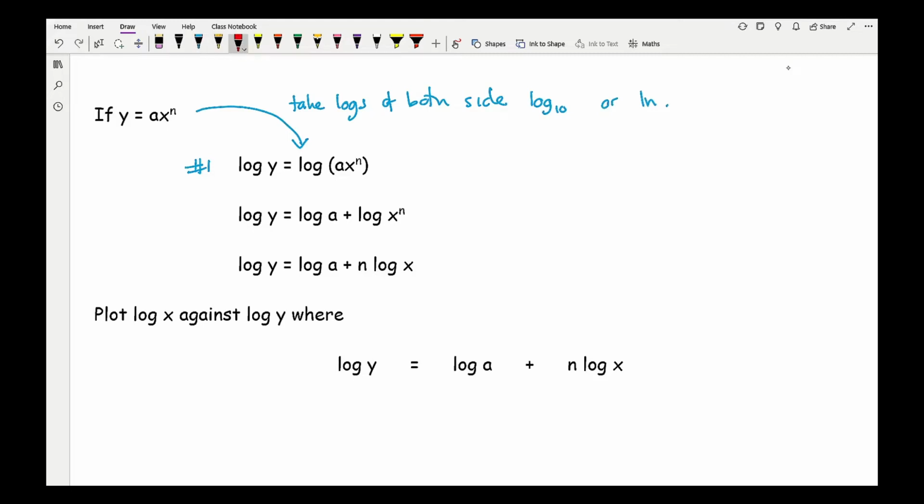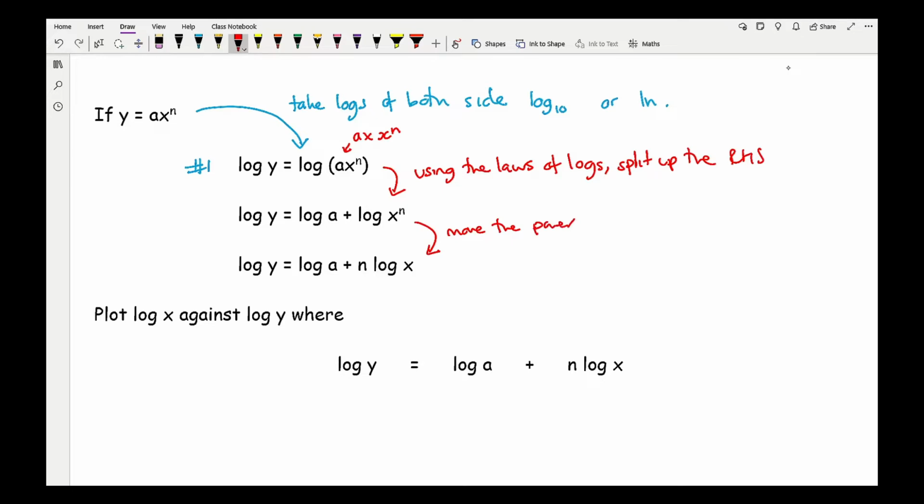Then to get from this stage to this stage, what we do, using the laws of logs, is split up the right hand side. So basically this is a times x to the power of n, and when you've got a product of two terms where you're taking the logs, you can split up into two additions, or the sum of those two things. And then to get from this step to this step, all we're doing is moving the power n to the front.